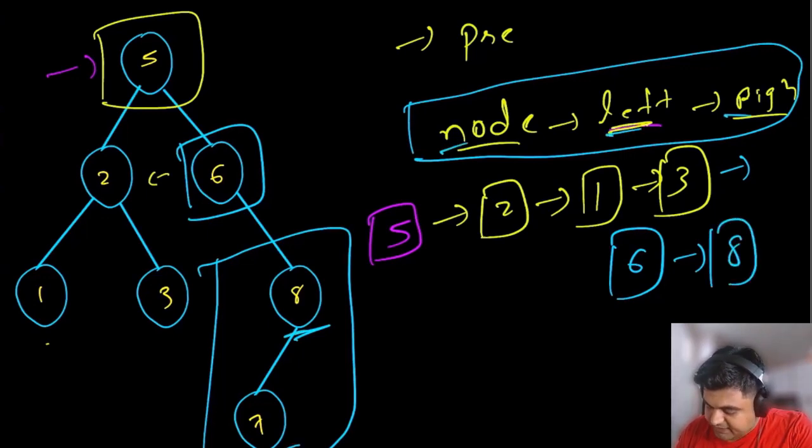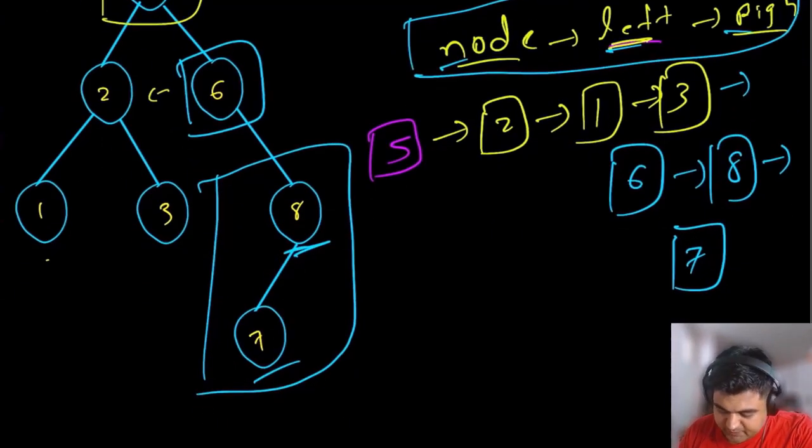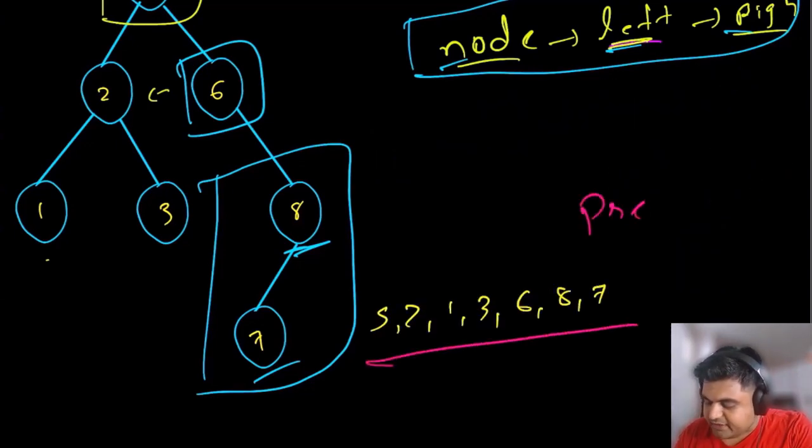And after that, in the end, for this node, we have the node number 7 that we have to take care of. So in the end, the last node we are going to visit is going to be the node number 7. So if we want to see the full traversal, it is going to look like this. And this is how we are going to move in the pre-order traversal fashion.